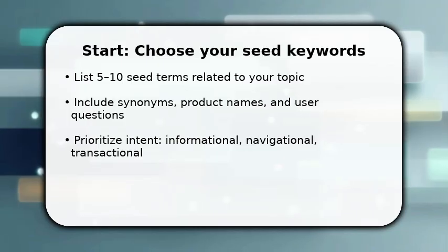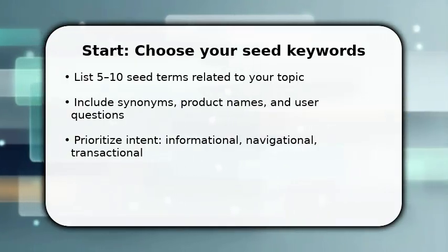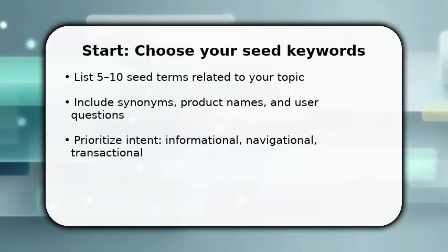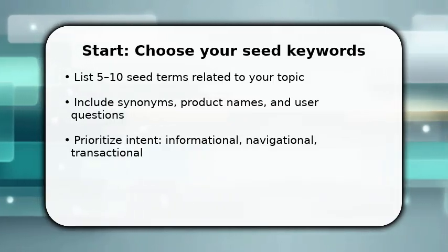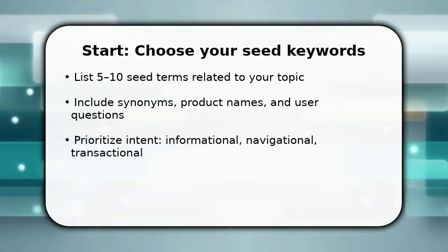Enjoy the video. You begin by selecting 5 to 10 seed keywords that match your goal and audience. Think in terms of intent. Are users asking questions, comparing products, or ready to buy? Once you have that list, add immediate synonyms and common misspellings so you capture natural queries. Make sure to include brand names and conversational phrases people actually type. This gives you a focused starting set to expand with Google tools, and it prevents wasting time on irrelevant terms later.